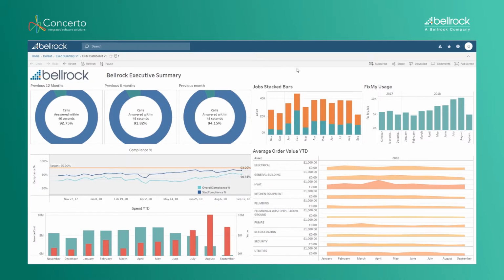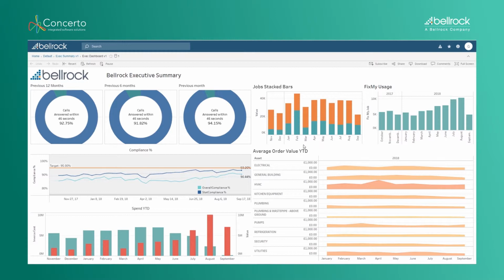Looking around the jobs, we can also see the amount of spend, either from a reactive perspective or from a planned maintenance perspective. As we mentioned earlier in our demonstration, we have FixMy, so we're able to track on behalf of our customers how much our customers' building users are utilizing our FixMy application when raising new reactive jobs.